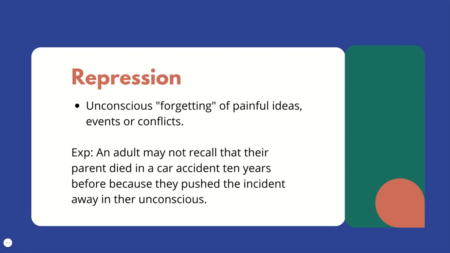My example here is an adult may not recall that their parent died in a car accident 10 years before because they pushed the incident away into their unconscious. That was probably a very painful and hurtful event for them. So then it's almost as if they forgot it. Not consciously, right? Unconsciously, they did that forgetting subconsciously because they were probably trying to restrain those negative feelings associated with it. So repression is often seen in very traumatic things, in someone that has experienced a lot of trauma.